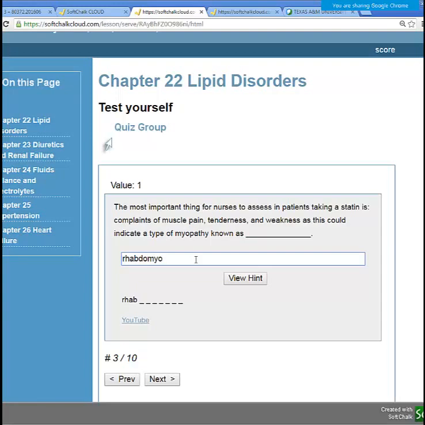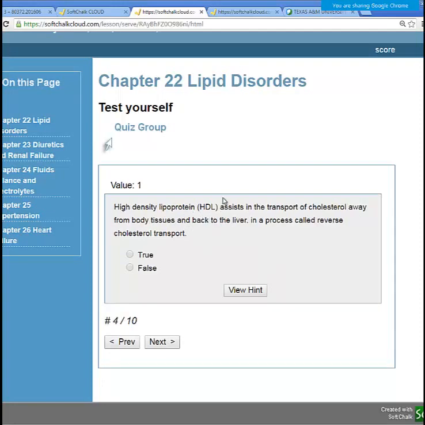Let's see, rhabdomyolysis. Did I spell it right? No, myolysis. I can't spell while I'm talking. Let me start over. It's probably spelled wrong, but it's close. Rhabdomyolysis. We can look it up.